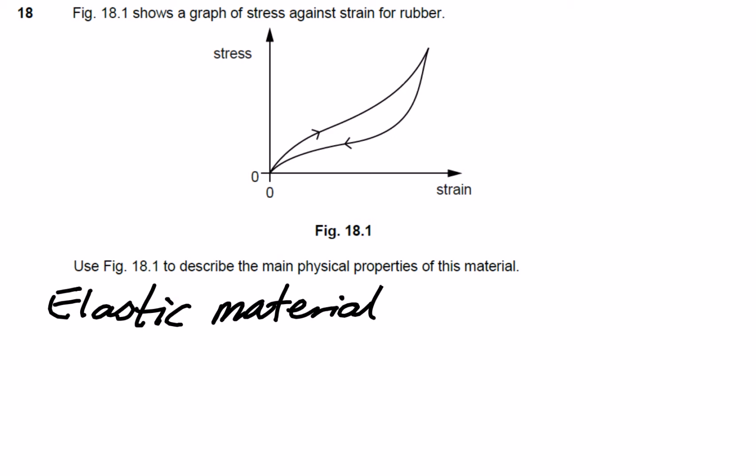Now, the second thing we're going to have a little look at is we're making a curved shape as we go up, and we're making a curved shape as we come back down. So that tells us that the stress is not directly proportional to the strain. And if that's true, then our second point is it doesn't obey Hooke's law.